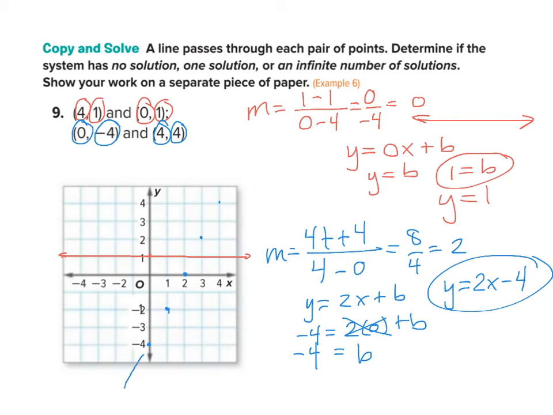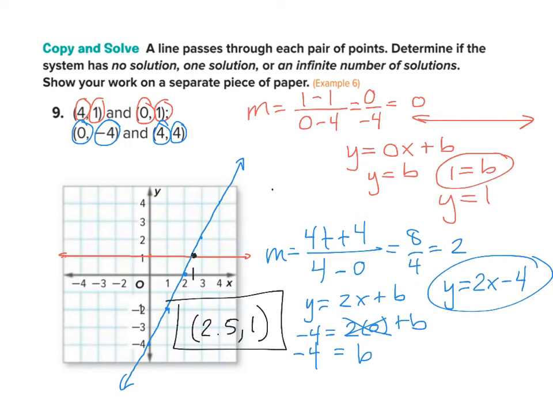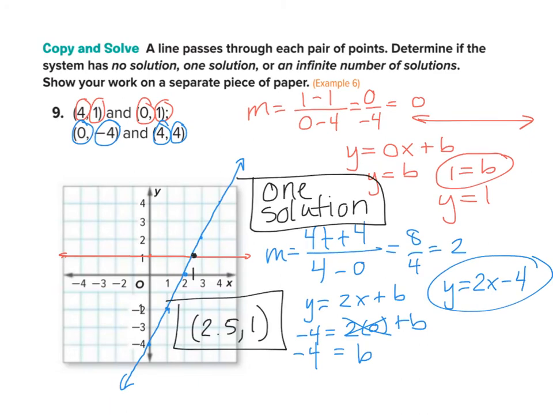And so now I'm going to draw my line, and I can figure out the point at which they cross, which is right here. So at 2.5 for x and at 1 for y. That's where my solution is, and it's one solution. And it's one solution because they don't share the same slope, and they've got different y-intercepts.